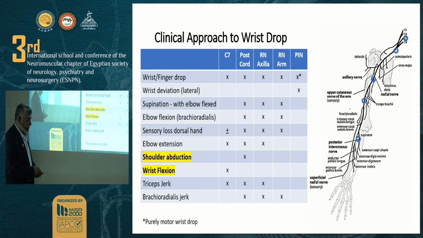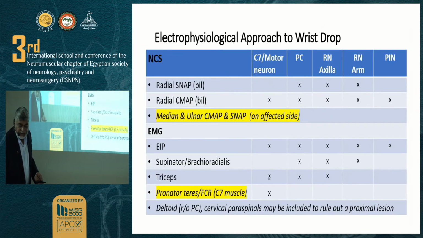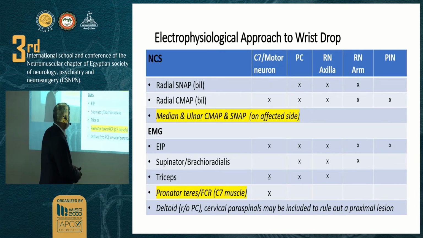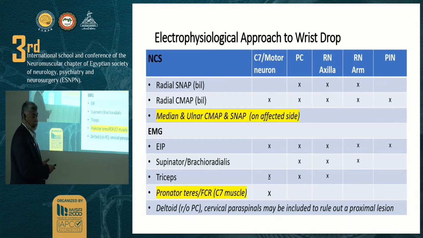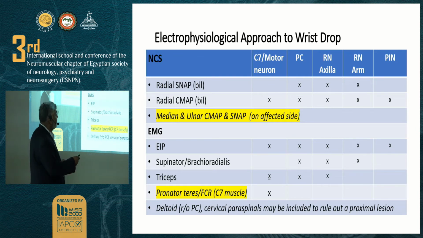So based on this exam, you do nerve conductions, and here is the plan. You check the radial sensory nerve action potentials, and they will be preserved in radiculopathy and posterior interosseous neuropathy, because PIN is purely motor. C7 radiculopathy and motor neuron disease are ruled out if the sensory responses are affected. Radial SNAPs are one of the easiest sensory responses to get. They are involved in all radial nerve lesions as well as posterior cord lesions.